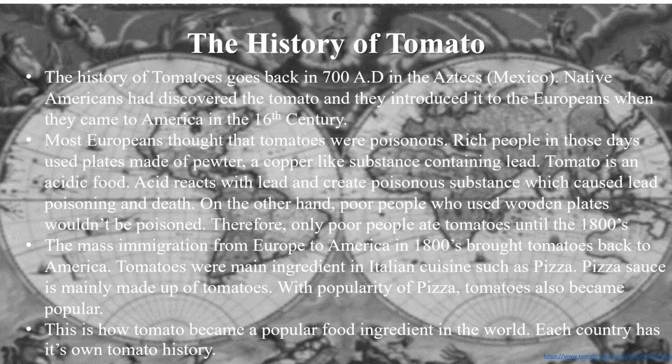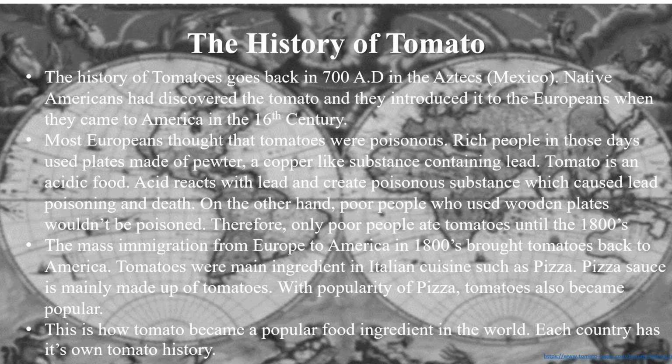The rich people in those days used plates made of pewter, a copper-like substance containing lead. Tomato is an acidic food. Acid reacts with lead and creates a poisonous substance which causes lead poisoning and death. On the other hand, poor people who used wooden plates wouldn't be poisoned. Therefore, only poor people ate tomatoes until the 1800s.